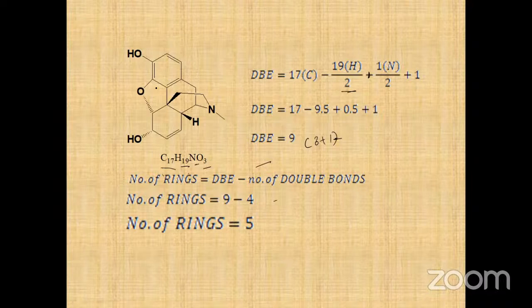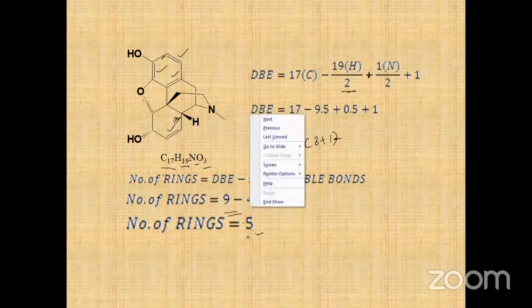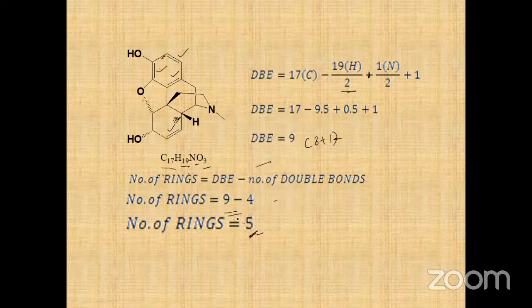How many double bonds are there in this? Look here. From the molecule, 1 double bond, 2, 3, 4 double bonds are there. It's 4 double bonds. Therefore, 9 minus the number of double bonds, the number of rings is equal to 9 minus 4. The result is 5. The total number of rings is 5. Look here. How many rings?